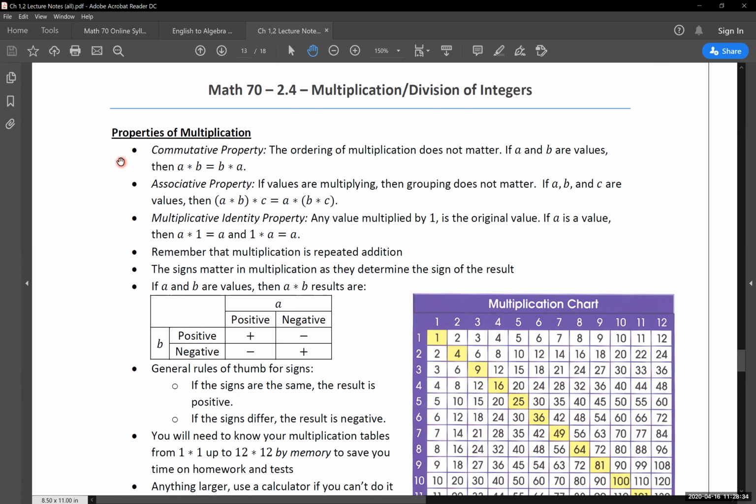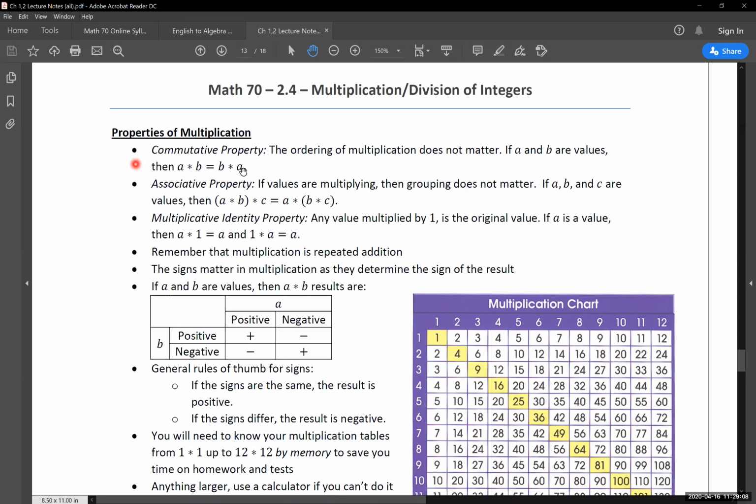The commutative property tells us that the ordering of multiplication does not matter. So if a and b are values, then a times b is the exact same thing as b times a. So you can put some numbers to this if you want to. Let's say we have an a value of 2 and a b value of 5. All right, well, what's 2 times 5 going to give us? It'll give us 10. All right, well, what's 5 times 2 going to give us? If I reverse that order on it, well, that's also going to give me 10.